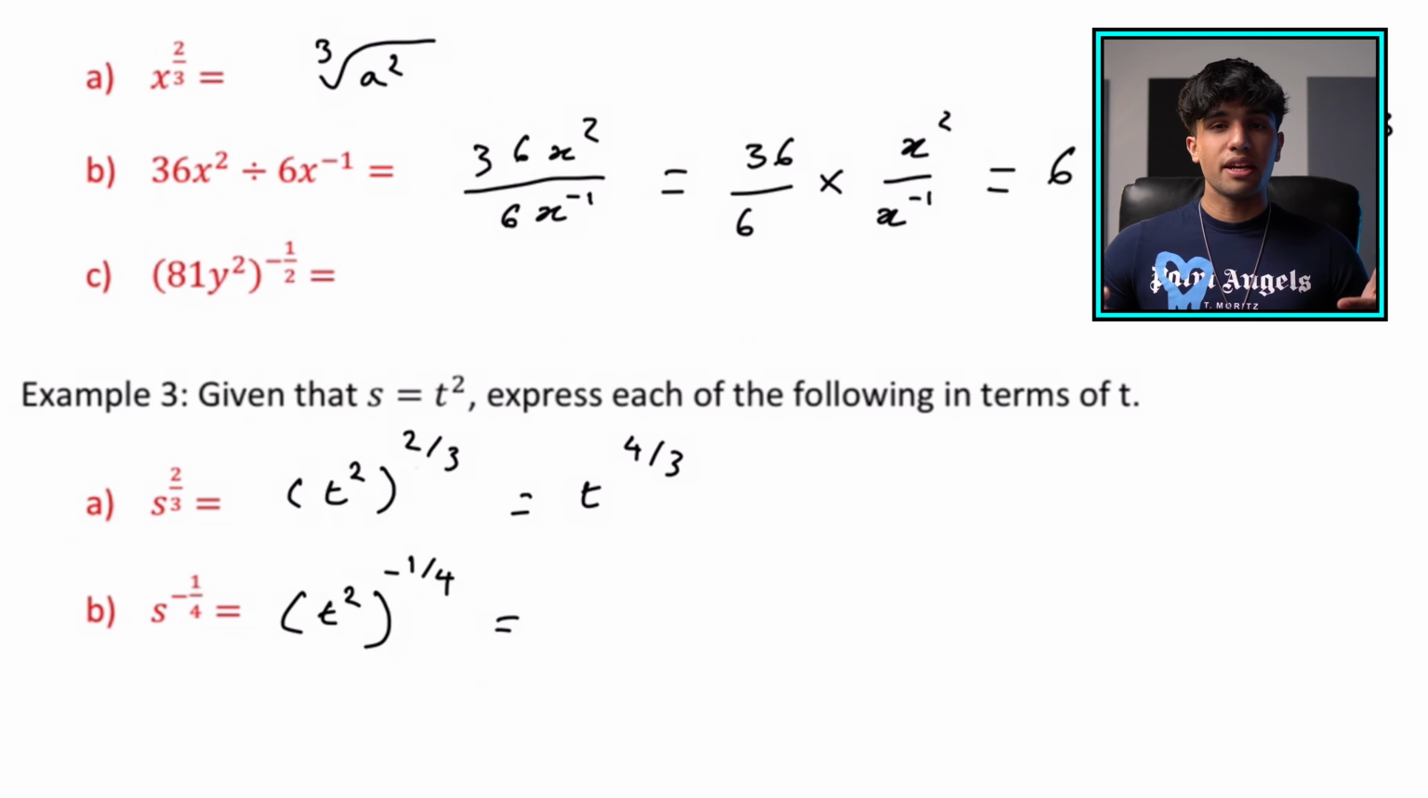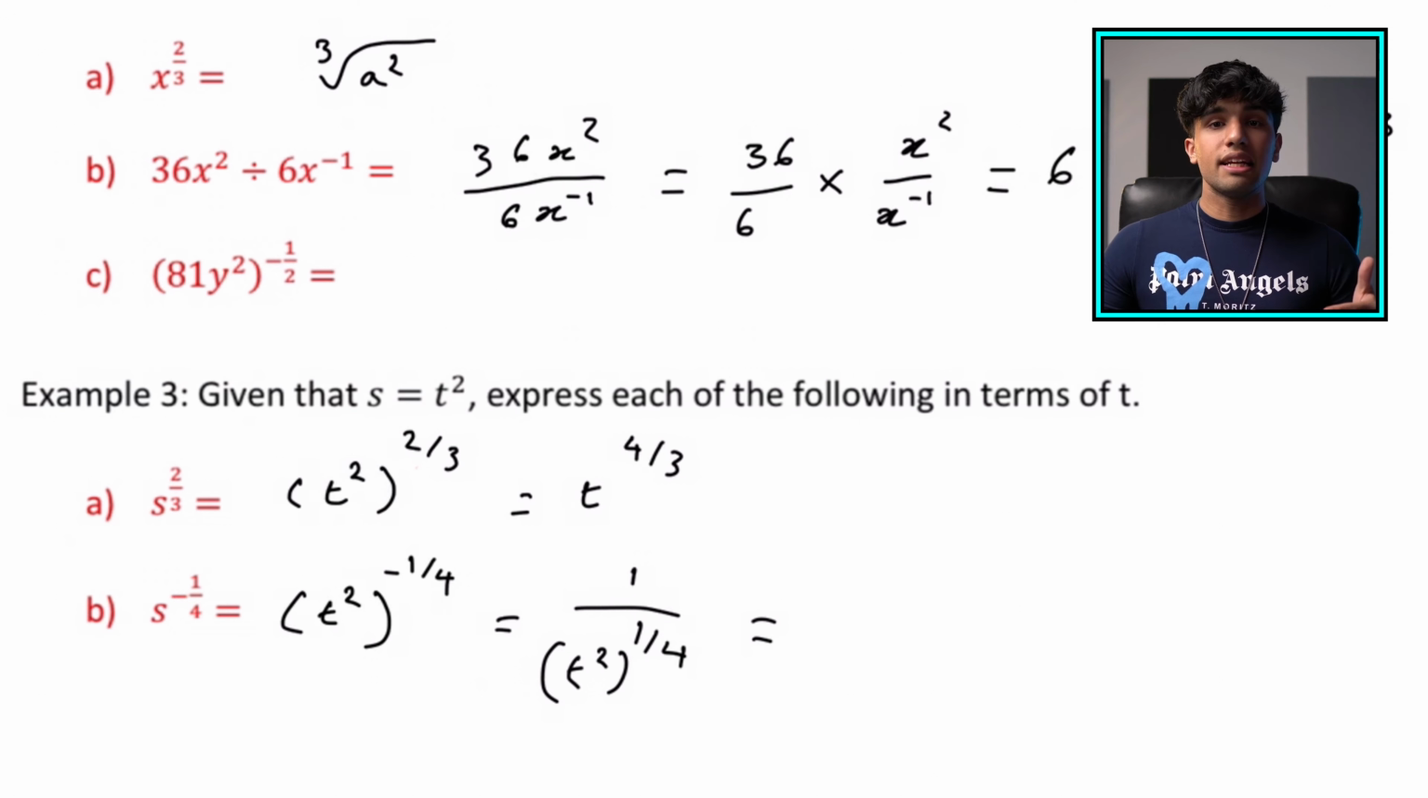For question B, we sub in t squared, and we get t squared raised to the power of -1/4. Now guys, what I recommend you to do when you have a negative sign amongst a question like this is to deal with it first. As we know, to get rid of that negative sign, we write the reciprocal of our number, which is 1/t squared to the power of 1/4.